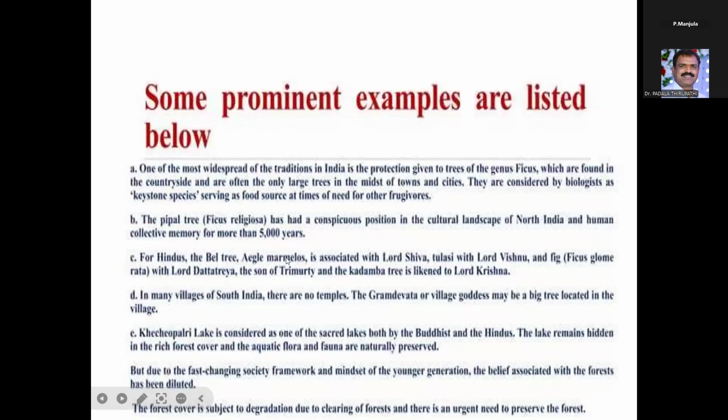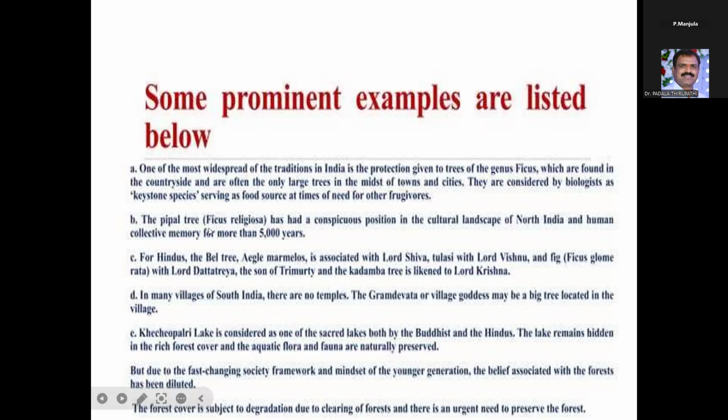Here are some prominent examples. One of the most widespread traditions in India is the protection given to trees of the genus Ficus, which are found in the countryside and are also often the only larger trees in the midst of towns and cities. They are considered by biologists as keystone species, serving as a food source in times of need for other frugivores.